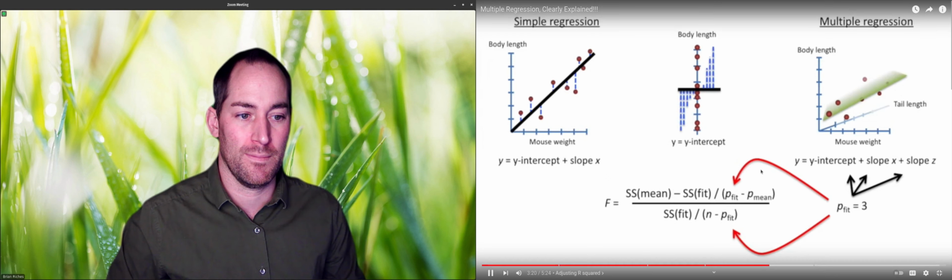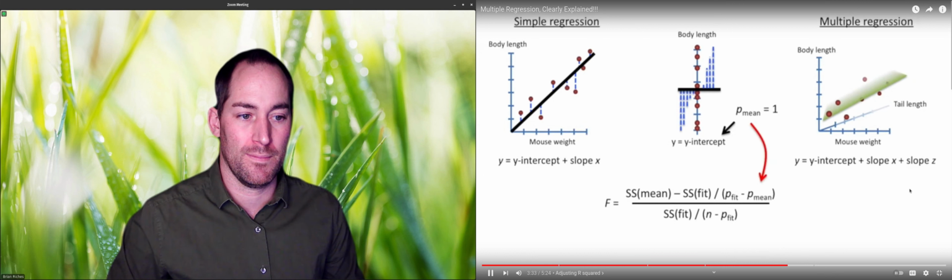If we added additional data to the model, for example, the amount of time a mouse spends running on a wheel, then we have to change p-fit to equal the number of parameters in our new equation. And for both simple regression and multiple regression, p-mean equals 1, because we only have to estimate the mean value of the body length.